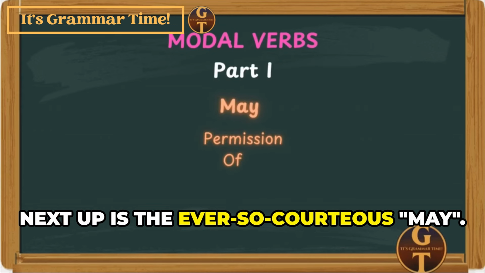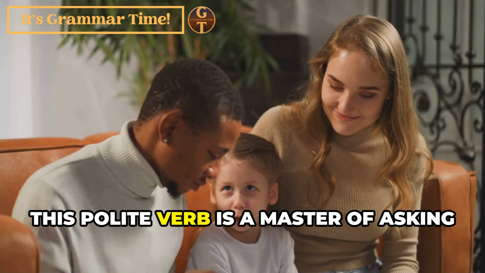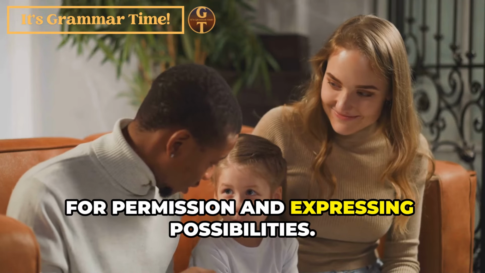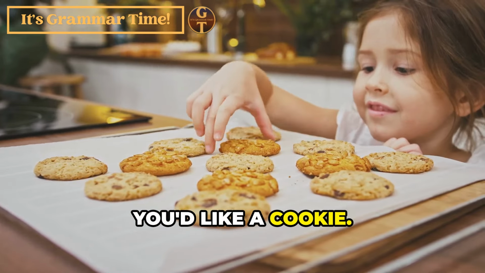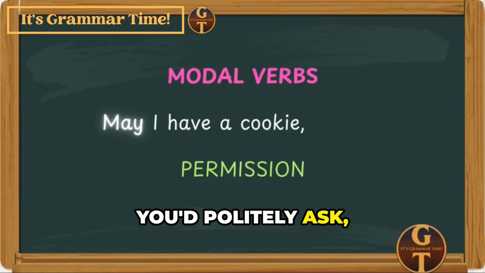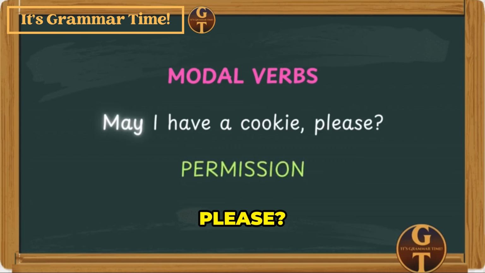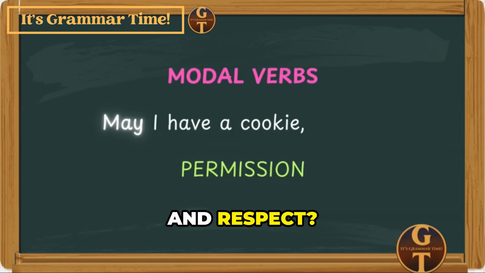Next up is the ever so courteous may. This polite verb is a master of asking for permission and expressing possibilities. Imagine you're at a friend's house and you'd like a cookie. Instead of grabbing one, you'd politely ask, may I have a cookie, please? See how may adds a touch of politeness and respect?